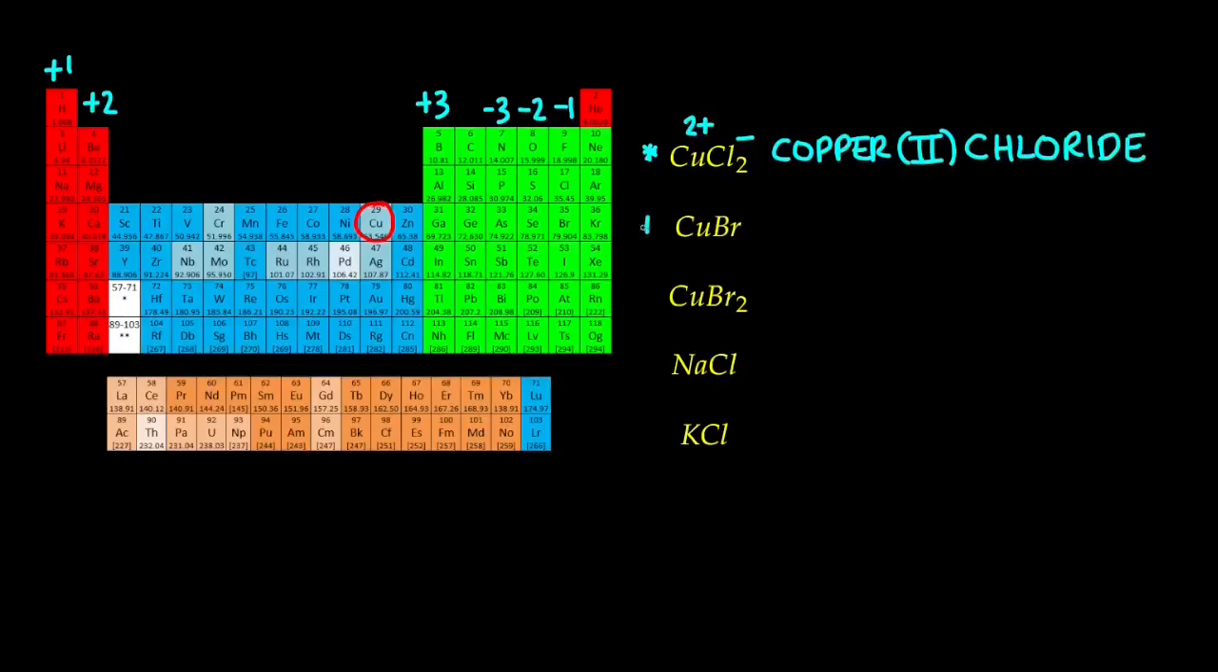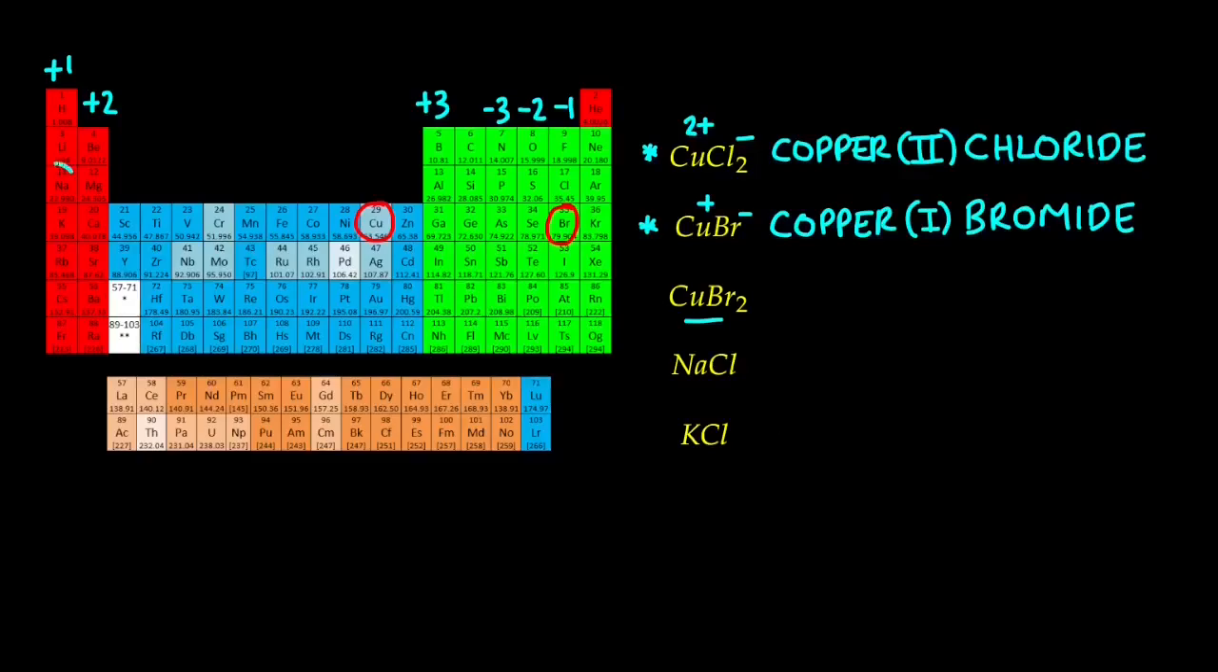And for this compound, we have bromine in the halogen group, so that gains 1 electron, so therefore copper in this case loses 1 electron. And because copper has a 1 plus charge, we call this copper 1 bromide. And have a go at naming this compound as an exercise.